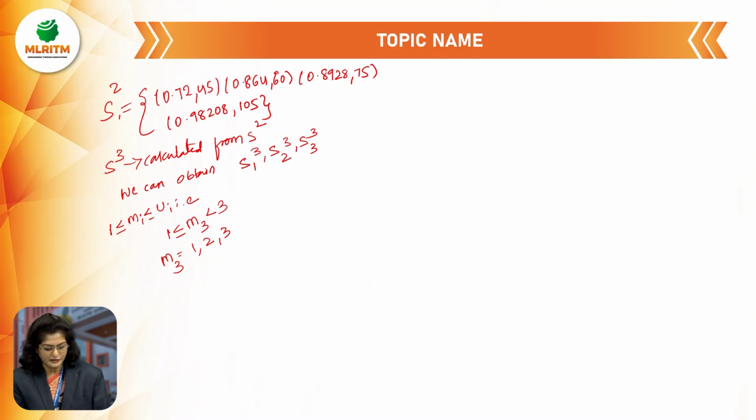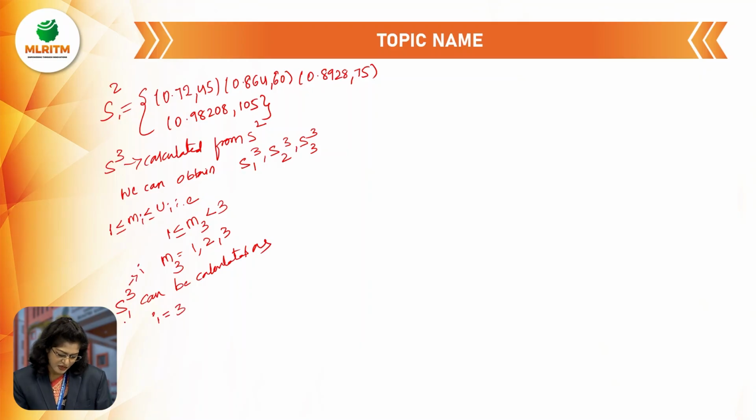Now we are moving on to S13. S13 can be calculated as follows: here we need to take the I value equal to 3, this is your I value and this is your J value. J value equals 1 and M3 value equals 1. This is the first point we need to take. These are the 3 values that we have taken, and now we are going to calculate.